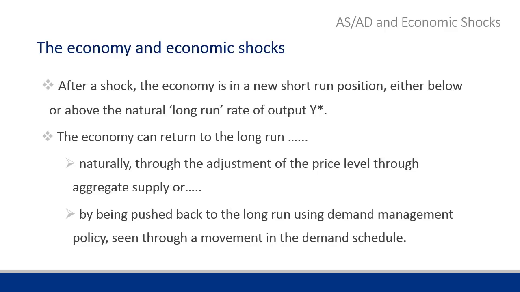After this shock has hit the economy, we're in a new short run position, and we are definitely away from the long run rate of output. What we can see is that the economy can either return naturally to its long run rate, and that's through the adjustment of prices and aggregate supply, or it can be pushed back to its long run rate using demand management or economic policy. And we see that through a movement in the demand curve.